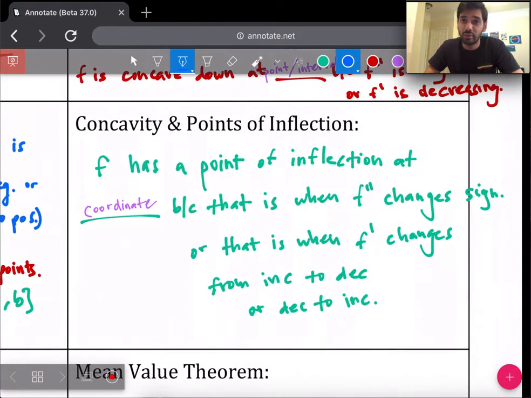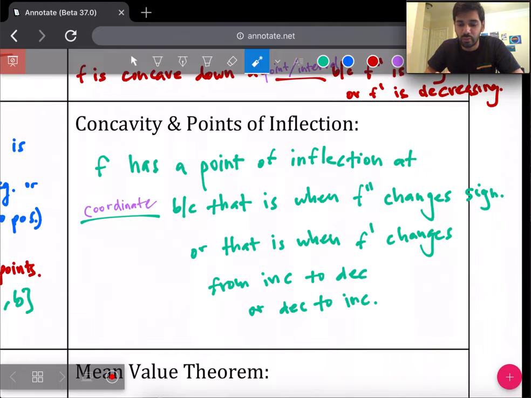Here's concavity and points of inflection. So if you're asked to find the points of inflection of a graph, you can say f has a point of inflection at some coordinate that you've determined, because that is when f double prime changes sign. If your second derivative changes sign, then it means your concavity is changing. If your concavity changes, that means you have a point of inflection.